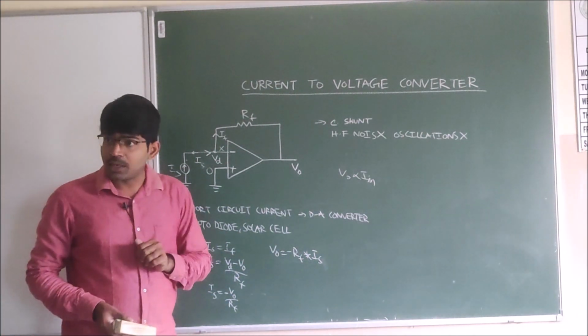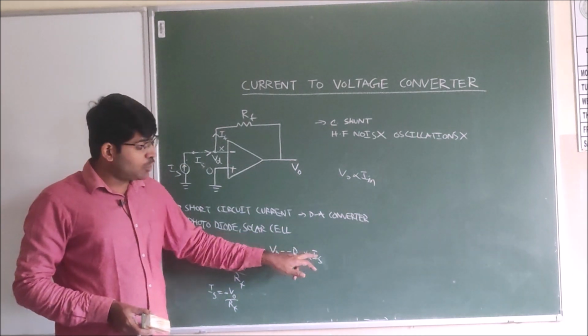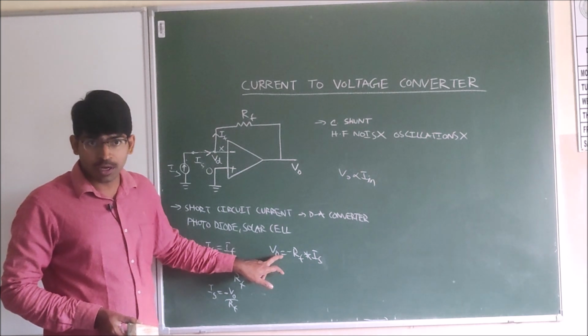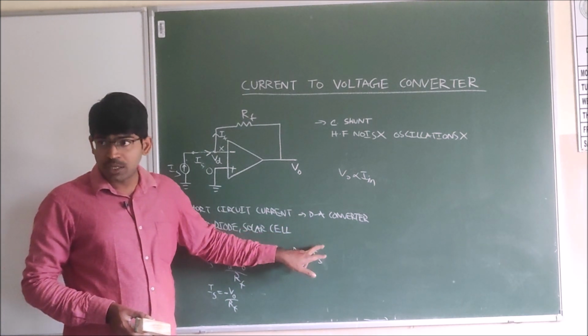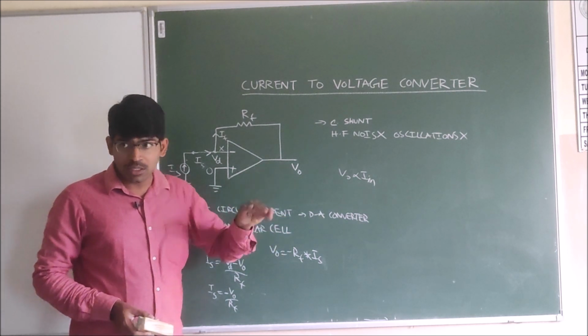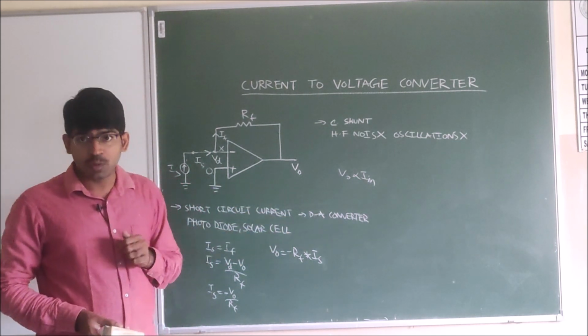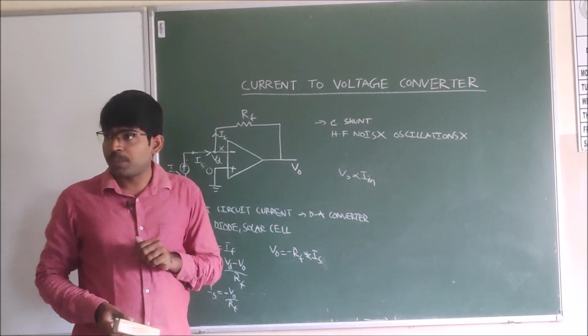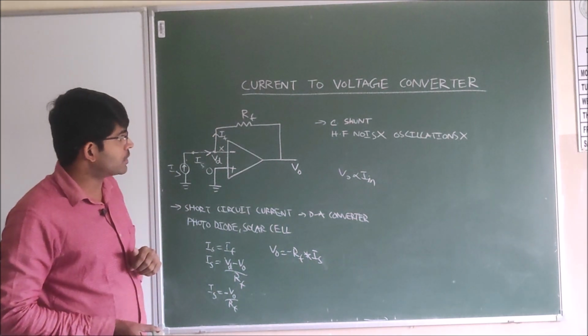This indicates that the change in the input current is affecting the output voltage. So the input current is directly proportional to the output voltage. By the change in the input current, the output voltage will change accordingly. So this is how we calculate the output voltage.